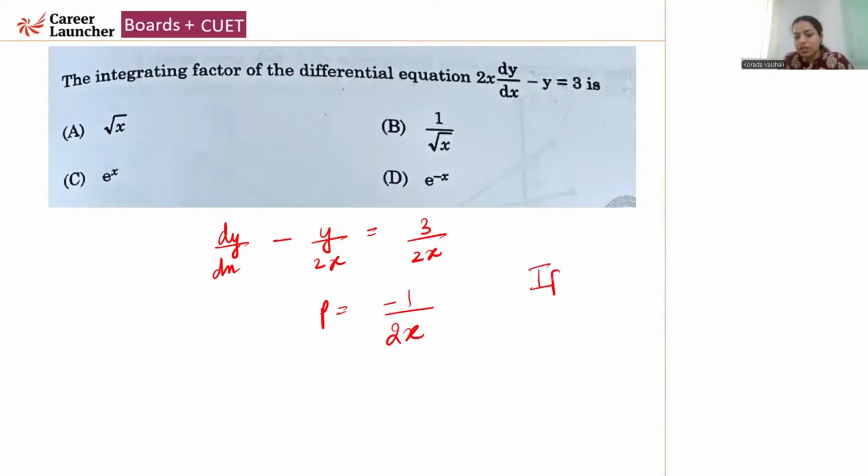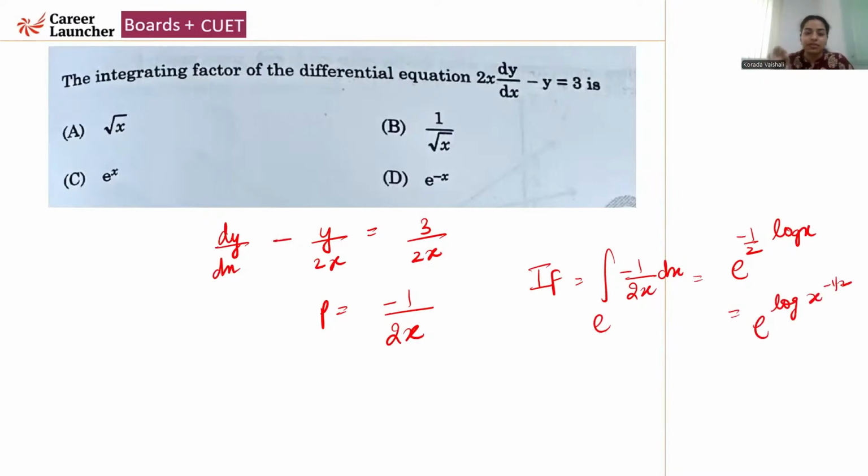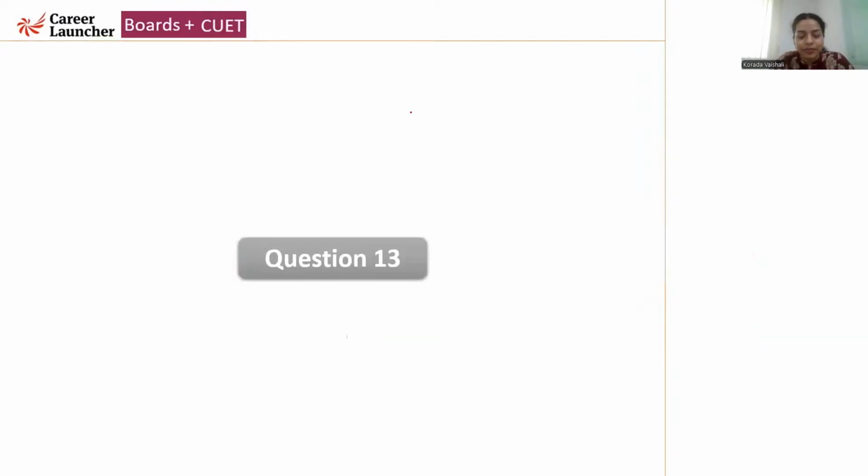Now if you calculate the integrating factor, it is e to the power integral of -1 by 2x dx. And how much is this? Let's take -1 by 2 outside. So this will give log x, and take -1 by 2 as the power of x. So it is going to be x to the power -1 by 2. After solving this expression, you should be getting 1 by under root x. Yes, so option number B is correct.